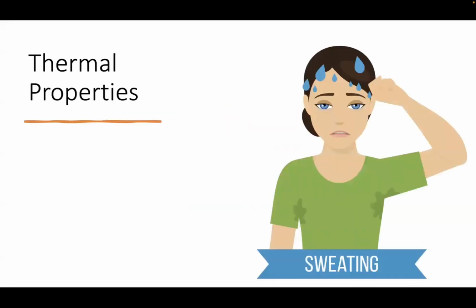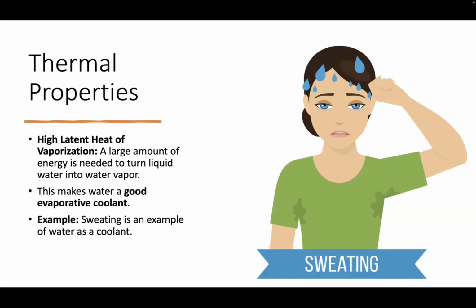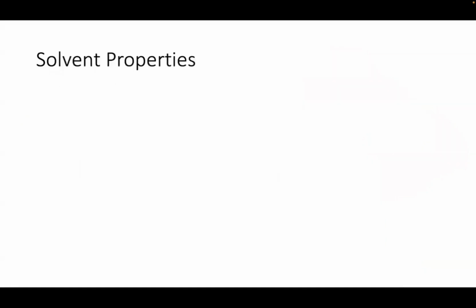And let's now focus on the thermal properties of water again. There is another type of thermal property of water, which is the high latent heat of vaporization. This means a large amount of energy, again, is needed due to hydrogen bonds to turn liquid water into water vapor. This makes water a good evaporative coolant. An example could be, as you can see here, sweat as a coolant.